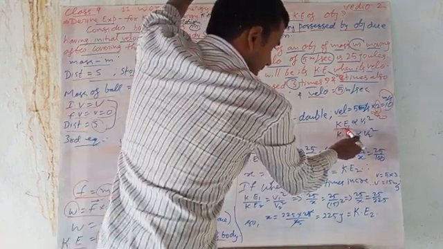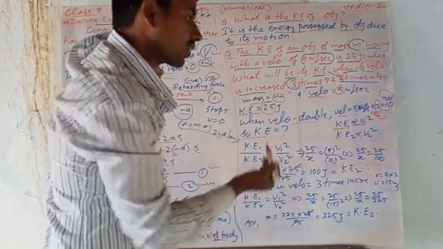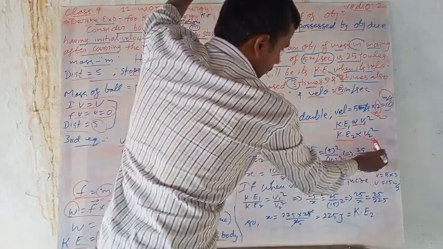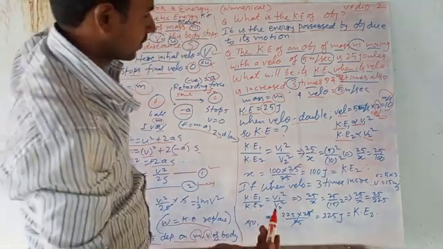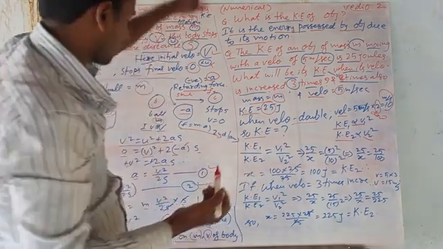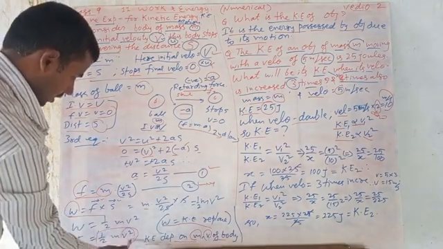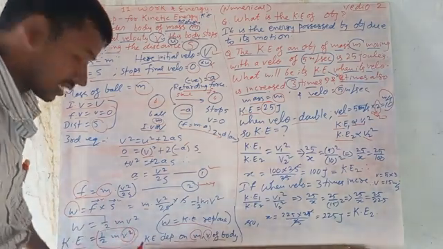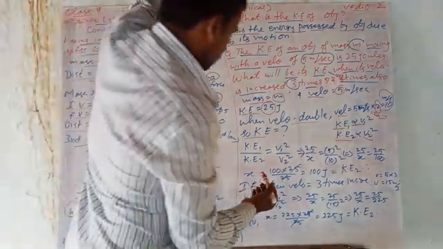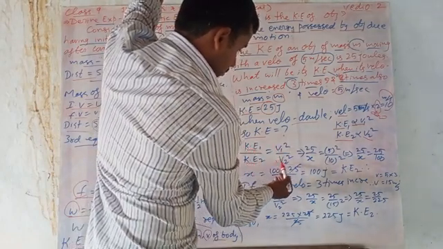Here kinetic energy 1 is proportional to v1 square, and kinetic energy 2 is proportional to v2 square. From the formula we already have, kinetic energy is equal to half m v square. So kinetic energy is proportional to v square. If v square increases, kinetic energy will increase. If kinetic energy decreases, velocity should decrease. So kinetic energy 1 by kinetic energy 2 is equal to v1 square by v2 square.